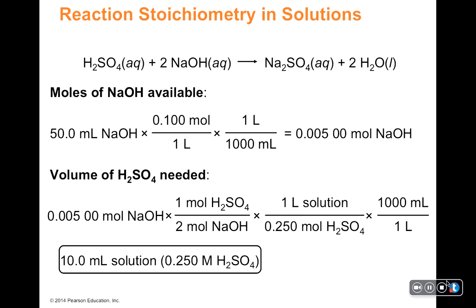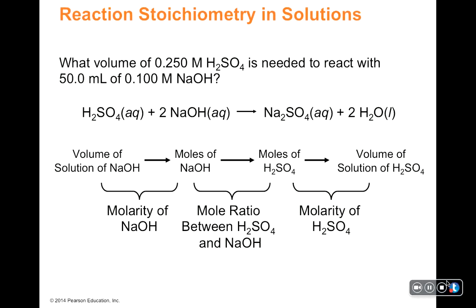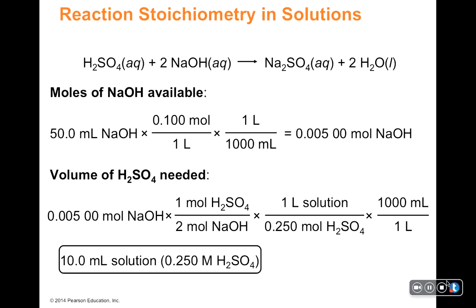So again, to sort of back up here, for the moles of sodium hydroxide we have available, they give us 50 milliliters of a 0.1 molar solution of sodium hydroxide. So that's the information we'll use to start. We have 50 milliliters of sodium hydroxide, and the concentration is 0.1 moles per liter. That's just from the definition of what we mean by 0.1 molar.